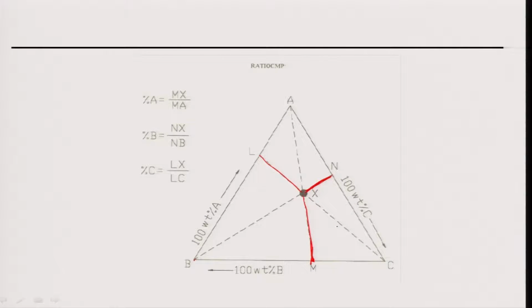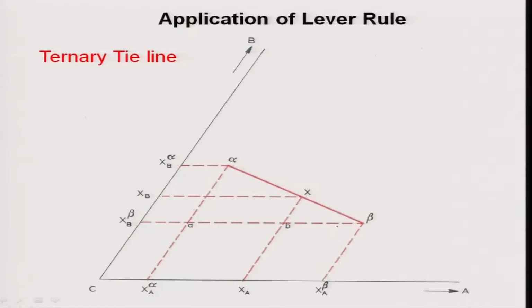So, there are 3 ways of measuring compositions, I told you, and you can use any of these to present composition. Suppose some alloy contains 50% A, 20% B and 30% C. You can actually use any of these 3 techniques to put the composition on this chart, correct.